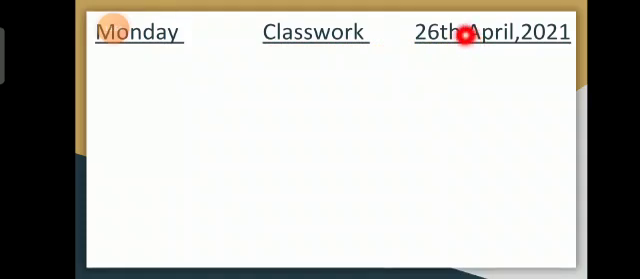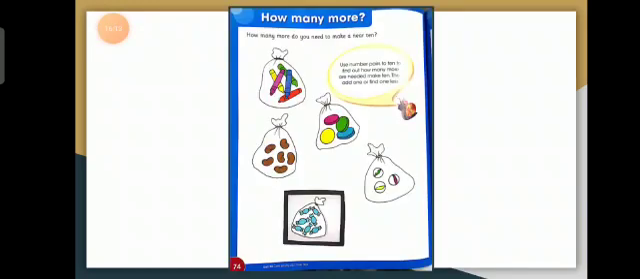With very neat writing, with your pencil, put date and day. Okay, and you are going to underline it also. Full spelling you are going to write down: Monday full spelling, classwork full spelling, and 26th April 2021. With very neat writing, put date and day. And this is the page number 74. What do we have on this one page? How many more do you need to make 10?